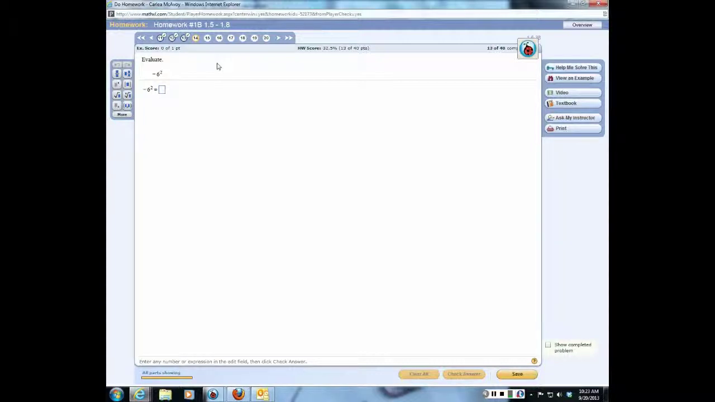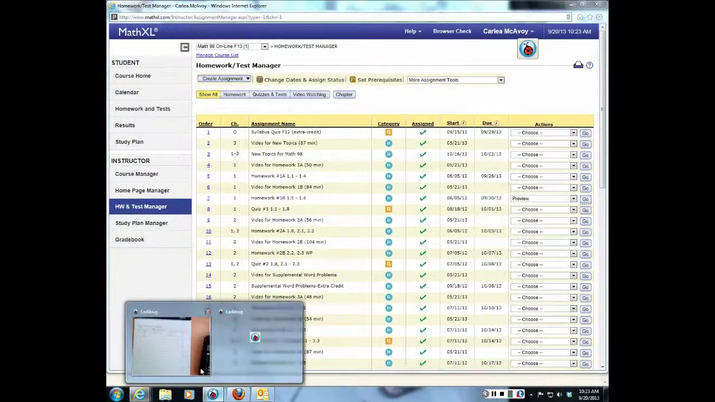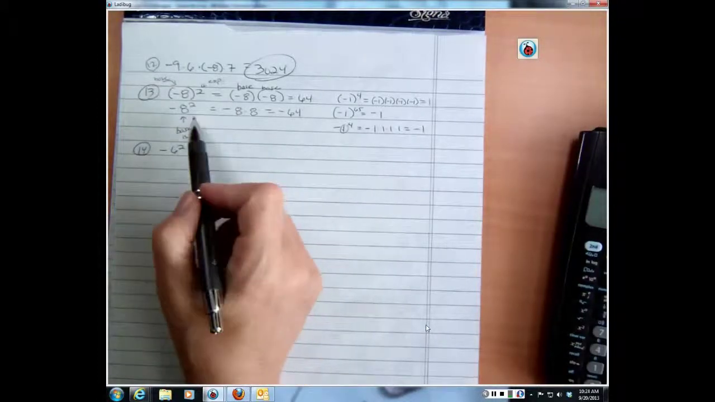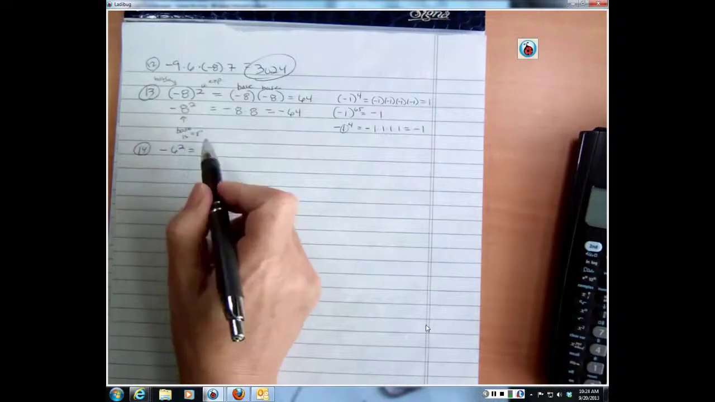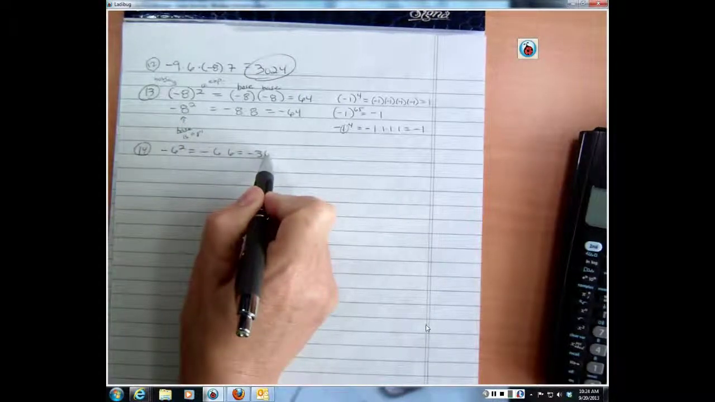Number 14 is -6 to the 2nd power. Would that be a positive or a negative answer? Ask yourself that while I get over here to the screen. It looks like this right here, where I have a negative and then 6 times 6, and that's -36.